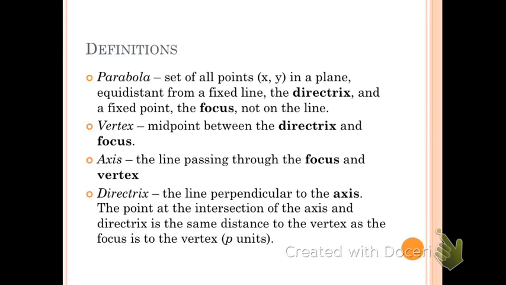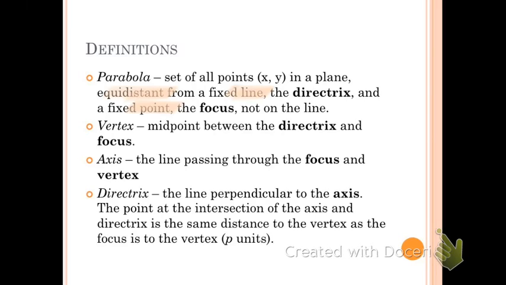So the parabola is the set of all points x, y in a plane equidistant from a line called the directrix and the focus, which is a point that's not on that line. So equidistant from a line and a point. The vertex is the point that's halfway between the directrix and the focus. The axis is a line that's going to go through the focus and the vertex.